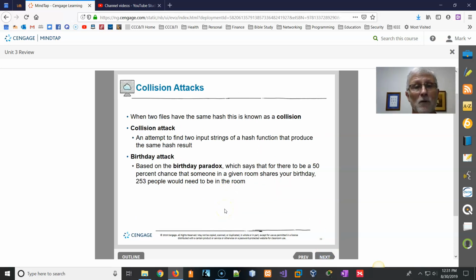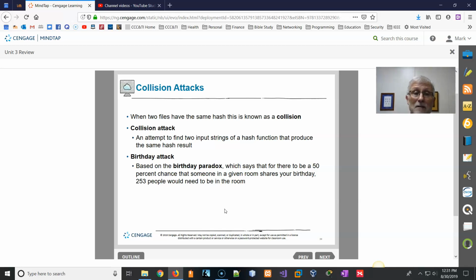Now, when two files have the same hash, it is known as a collision. And a collision attack is an attempt to find two input strings of a hash algorithm that produce the same hash result. So you keep using trial and error. Maybe I stole the packet with a hash on it, and I'm just going to keep churning, trying to reproduce something that has identical hashes.